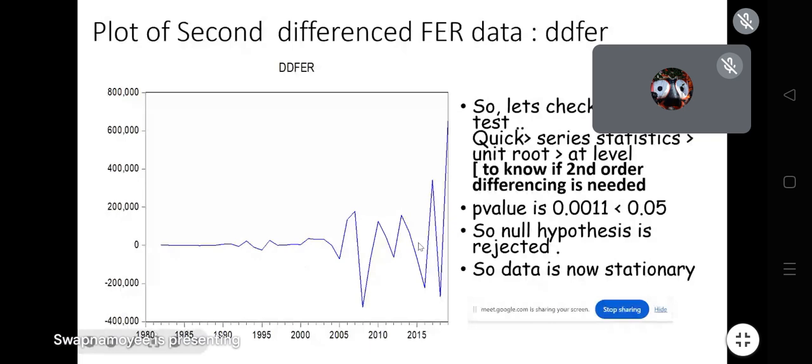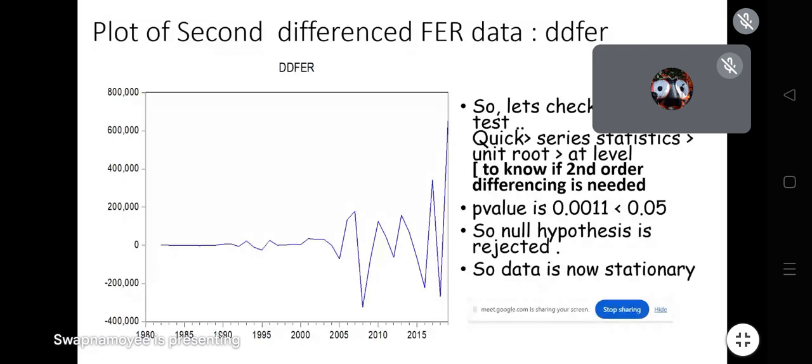Now when I checked it with the ADF test, I got a value which is 0.0011. This is less than 0.05, so now my data has become stationary. I can use it for further analysis. My data is stationary after second order differentiation. That means, remember, in the ARIMA your I value becomes 2, because my data becomes stationary after the second order differentiation. So I have detected the I component in your ARIMA.